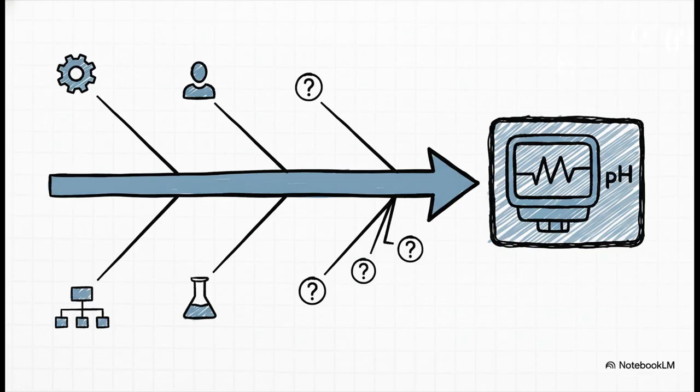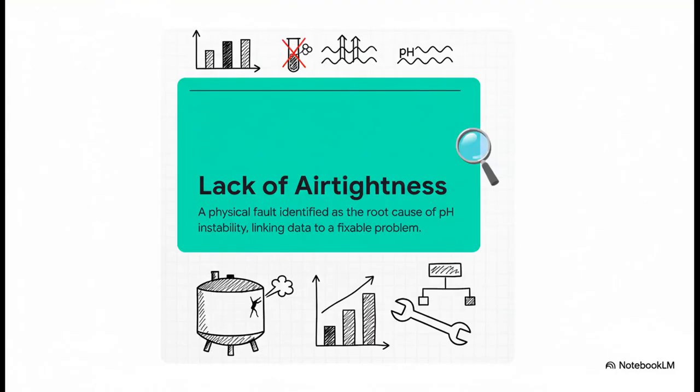It's this really cool structured way to brainstorm everything that could possibly be causing the problem, looking at the machinery, the methods, the materials, even the people, to trace that issue all the way back to its single root. And here it is, the final diagnosis. The root cause wasn't some complex chemical reaction or a mistake in the procedure. It was a simple physical fault. The fermenter wasn't properly airtight. A small leak was causing that major pH instability.